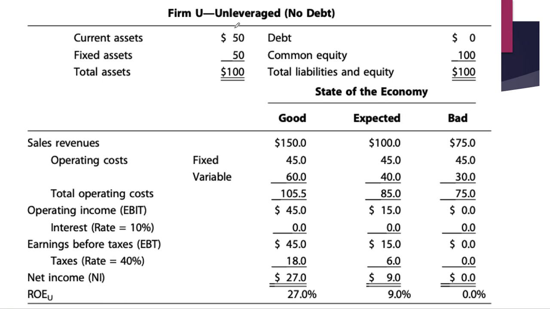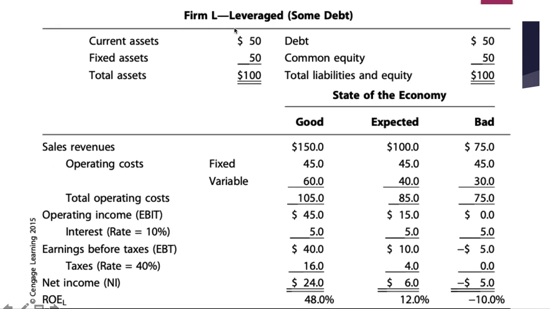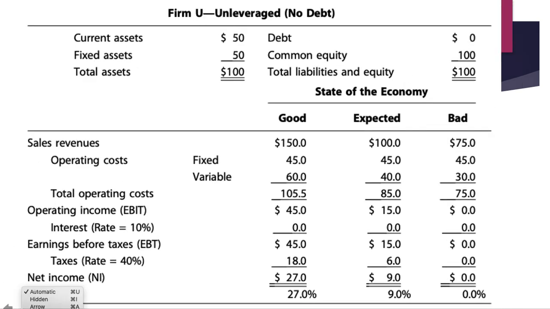And as you now notice in this table, we have two cases. The first case is the so-called unleveraged. So if the company doesn't have any debt, no debt, so that is 0.